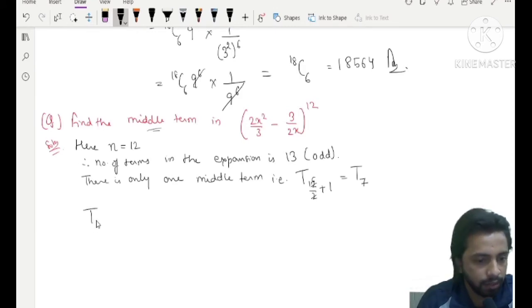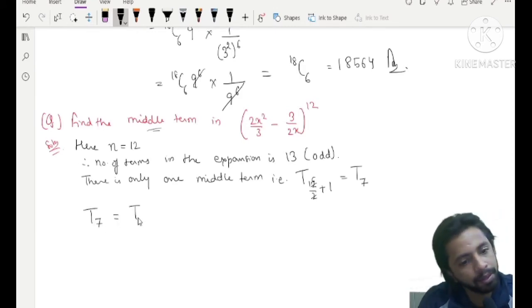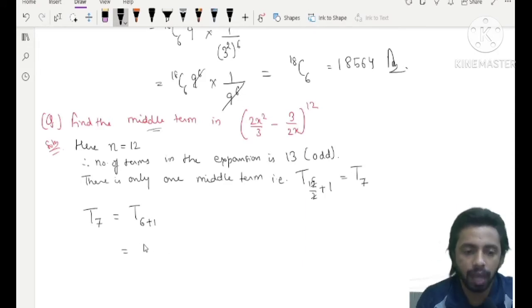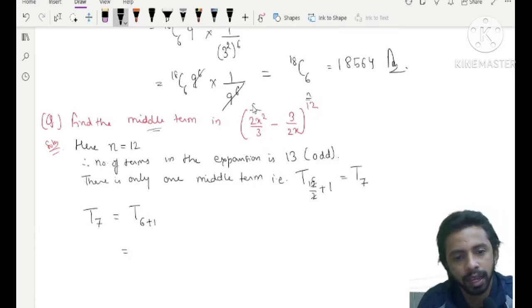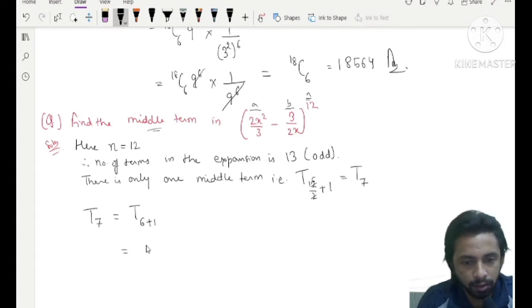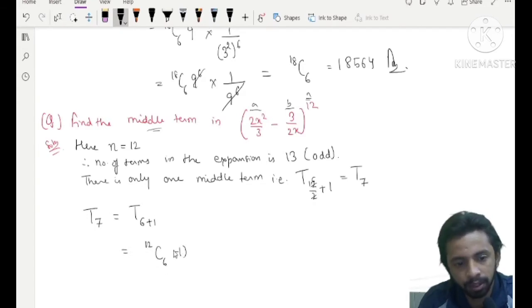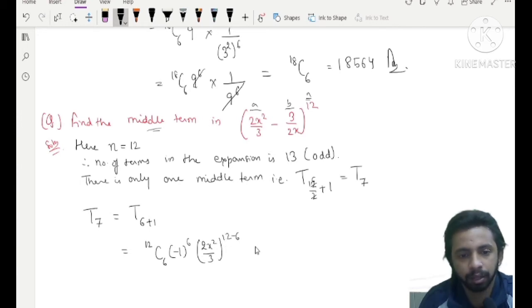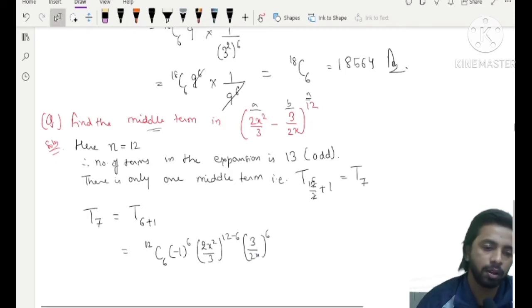So t7 can be written as t 6 plus 1. Now the formula goes: r equals 6, n equals 12. This is a and this is b. It is in the form a minus b raised to the power n. So this is nCr, minus 1 raised to the power r, a to the power n minus r, and b to the power r. This is what you have to solve.